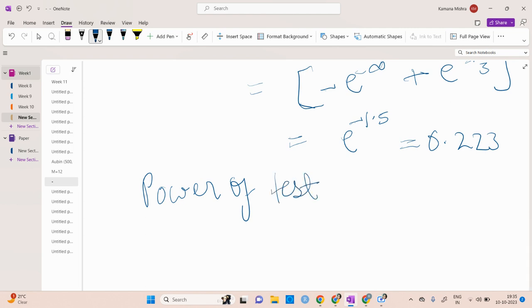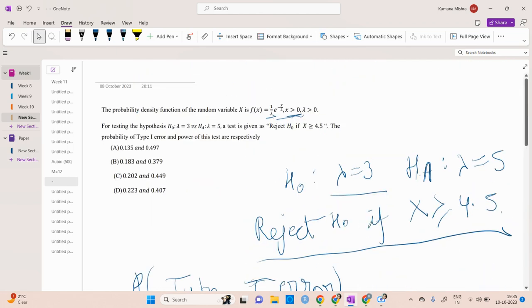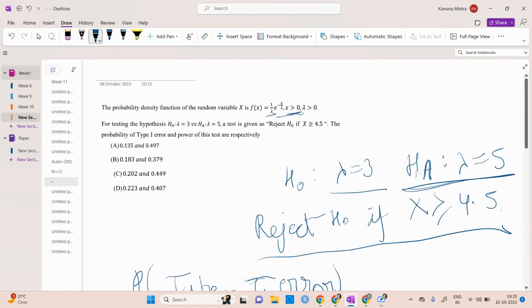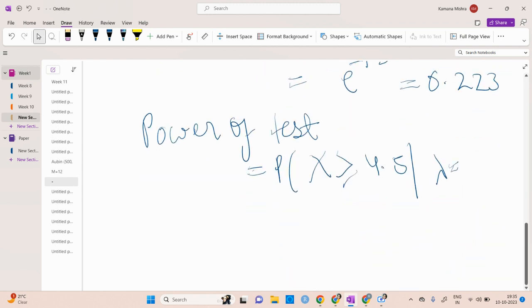Power of the test, I have told you earlier. Reject H naught, or maybe you can just directly write when we are rejecting H naught. So we are rejecting H naught when x greater than or equal to 4.5 given H1 is true, right? H naught is false means H1 is true, so this alternative hypothesis is true, so lambda is equal to 5.